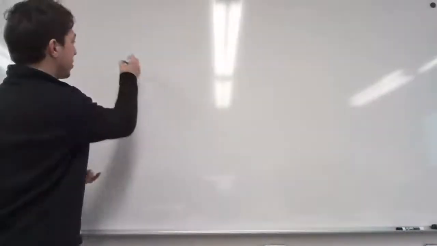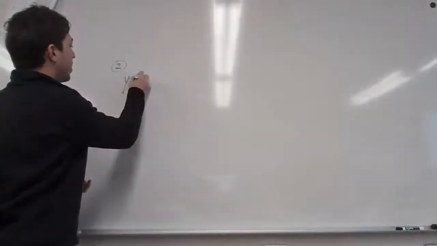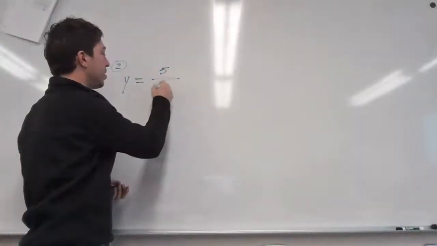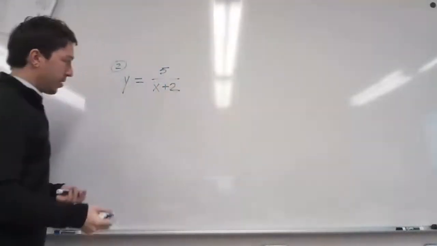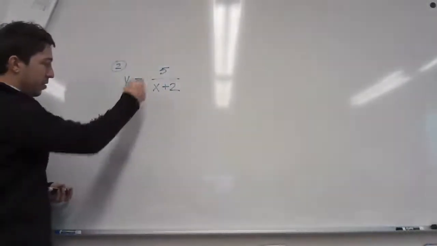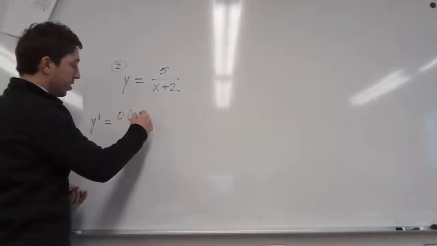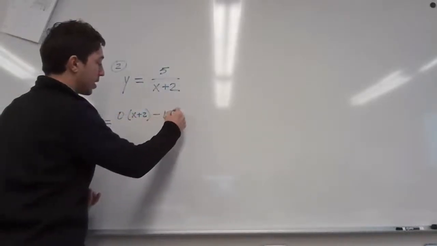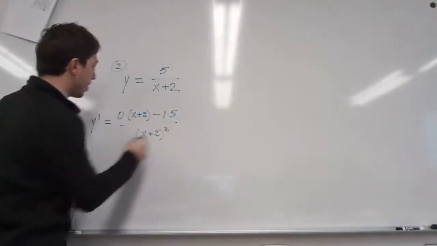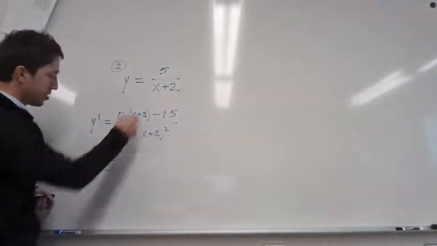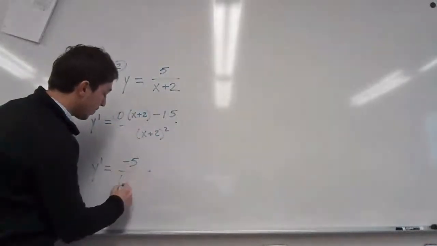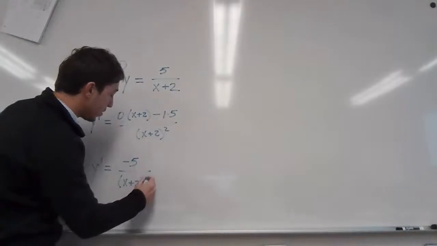Okay, so number 2, you've got y equals 5 over x plus 2. So let's review. We have 2 ways of taking the derivative of this. One of them is called the quotient rule. So quotient rule would go 0 times x plus 2 minus 1 times 5, all over x plus 2 quantity squared, which can then be simplified. This is just 0. So negative 5 over x plus 2 squared.